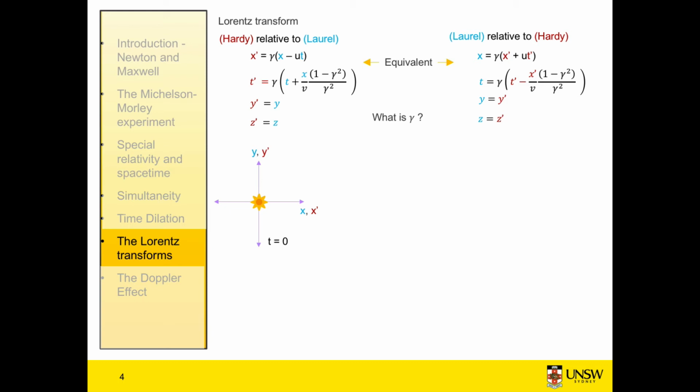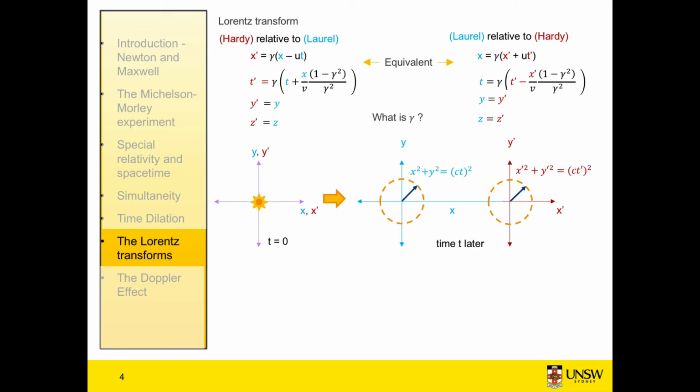And now we've defined that Hardy's reference frame is moving at some velocity v in the positive x direction relative to Laurel's reference frame. So that means after some time t, both reference frames look like this. The flash of light occurred at the same time and from the same location in both reference frames. So after some time t, the photons in that flash of light have travelled a distance equal to ct, equal to the speed of light times the time.